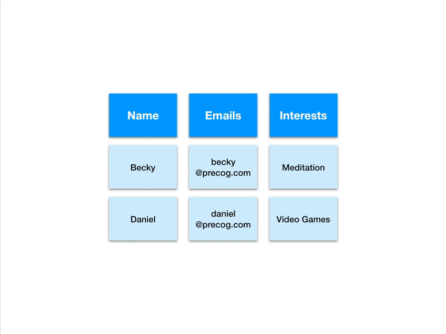Say that we have some data about people's names, emails, and interests. Here we can see that I have one email. But what if I had two? We've just added another dimension to this data.